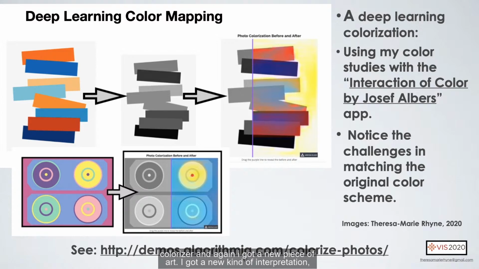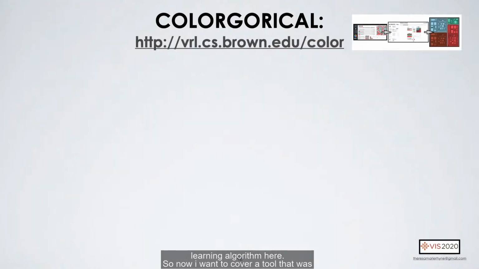And again, I got a new piece of art. I got a new kind of interpretation. Interesting how it kept some of the yellow. It recognized some of the yellow, but it had a little bit of difficulty getting into the purples and the pinks. It was a little challenging. You can look at it two ways. You can either accept that, or you can say, maybe we need to work on the deep learning algorithm here.